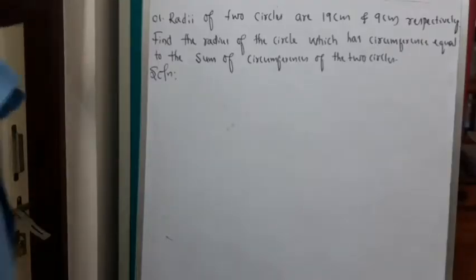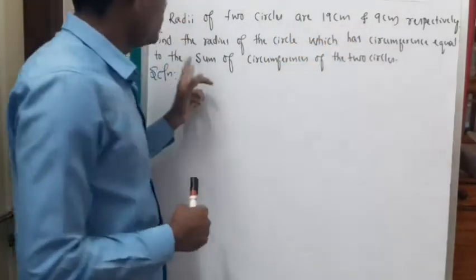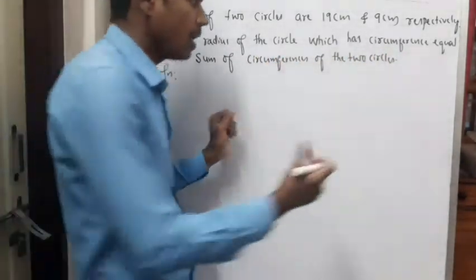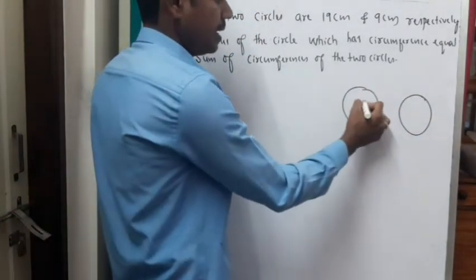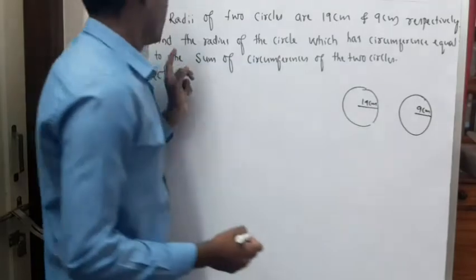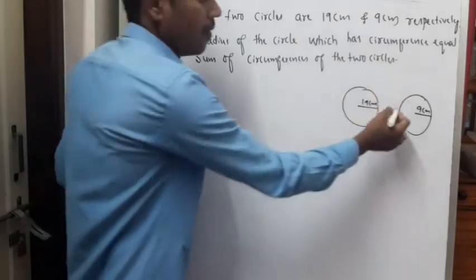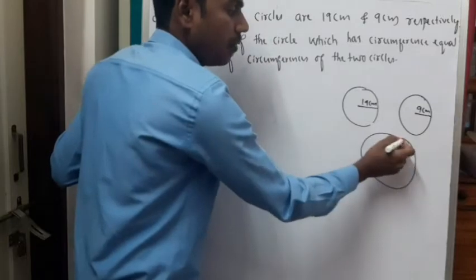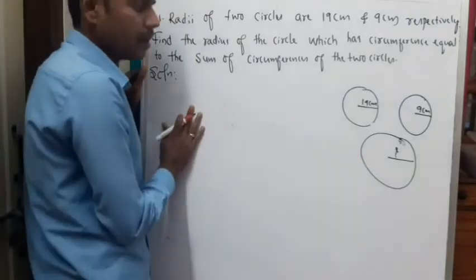First question: radii of two circles are 19 centimeter and 9 centimeter respectively. Find the radius of the circle which has circumference equal to the sum of circumference of the two circles. See, there are two circles. One circle is of radius 19 centimeter and other is of radius 9 centimeter. When we add these two circumferences, one more circle is formed, a big circle. We need to find the radius of this particular circle.